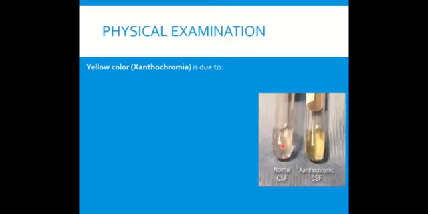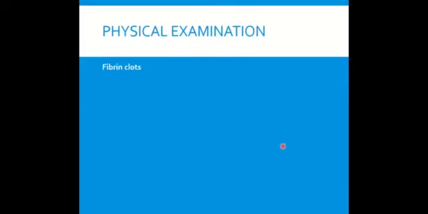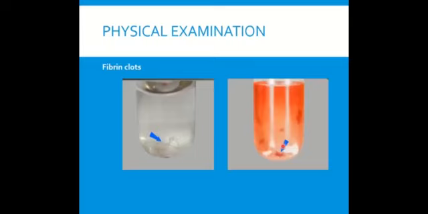Yellow color, xanthochromia, is due to oxyhemoglobin from lysed red blood cells. Other causes: methemoglobin, bilirubin, increased protein, melanin, toxoplasmosis. Fibrin clot indicates increased protein concentration and increased fibrinogen. Webbed fibrin clot in TB meningitis, traumatic fibrin clot.